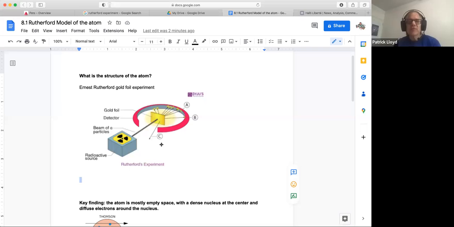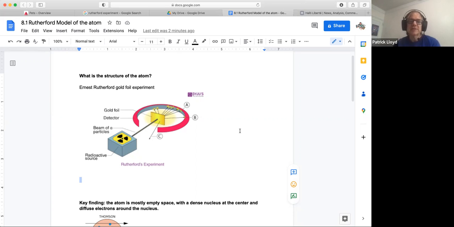I'm going to bring up a couple of photos, a couple of images for you to take a look at. Okay, so the question is, what's the structure of the atom? And we'll get more into detail of that. The famous experiment is called the Rutherford gold foil experiment.